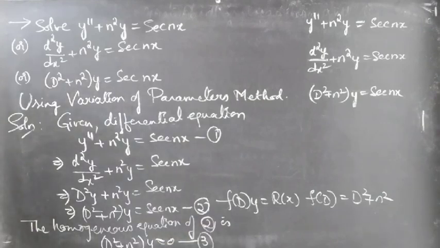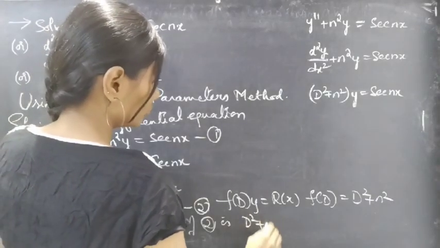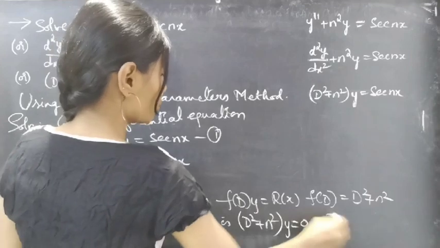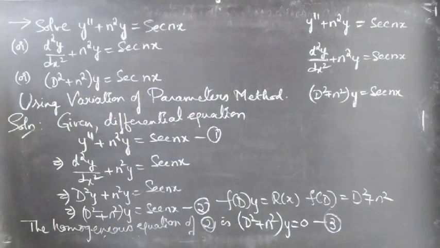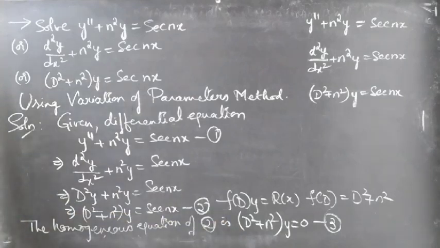Now we'll find the solution to the homogeneous equation, equation 3, using the auxiliary equation, and later using the solution of the homogeneous equation we'll find the general solution of equation 1. Now coming to the auxiliary equation.